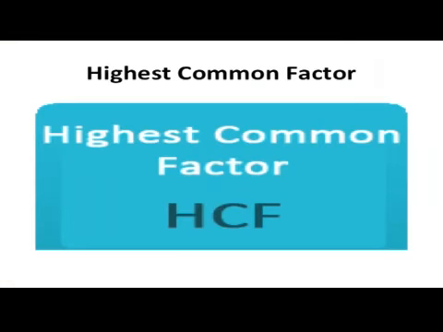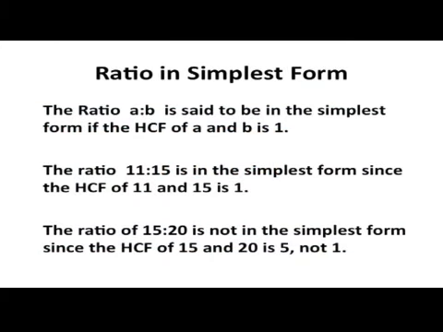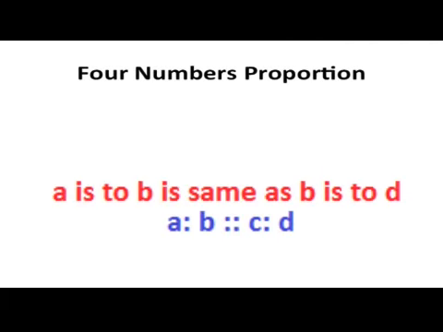Now coming to ratio in the simplest form. The ratio A:B is said to be in the simplest form if the HCF of A and B is 1. For example, the ratio 11:15 is in the simplest form since the HCF of 11 and 15 is 1. Secondly, the ratio 15:20 is not in the simplest form since the HCF of 15 and 20 is 5 and not 1.